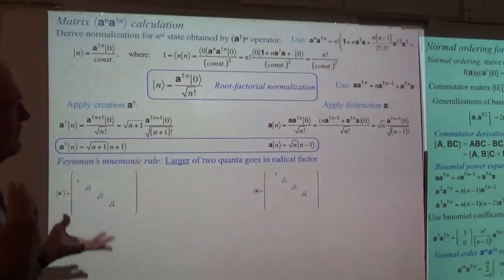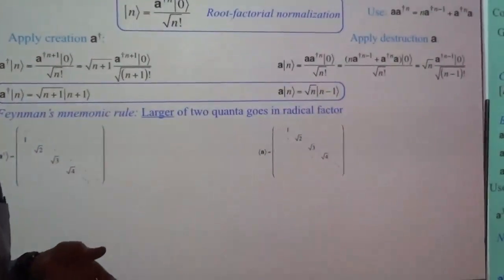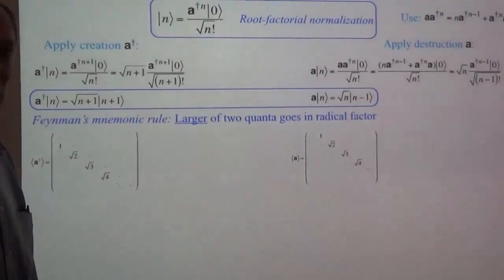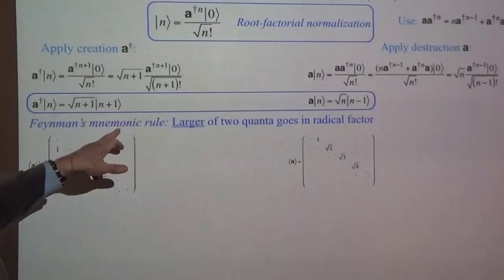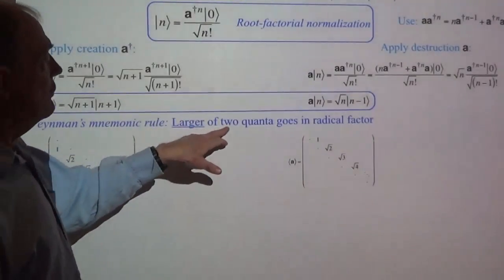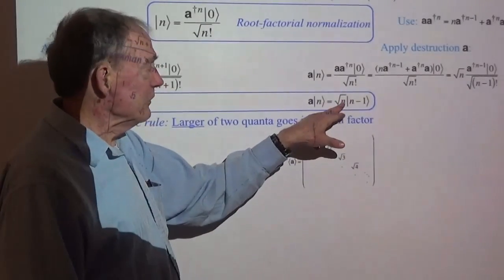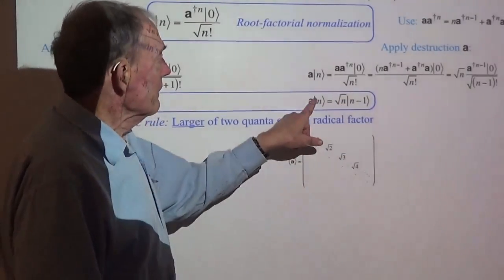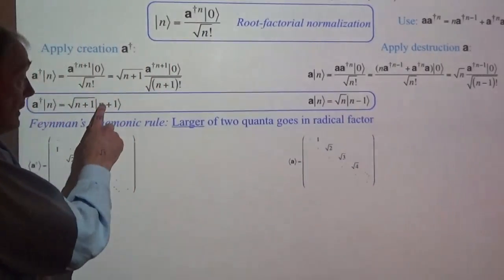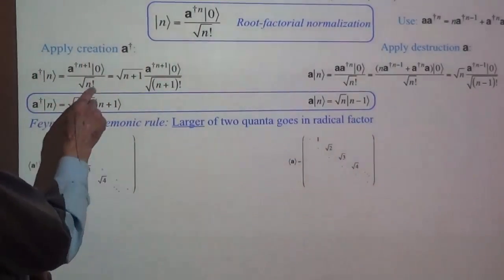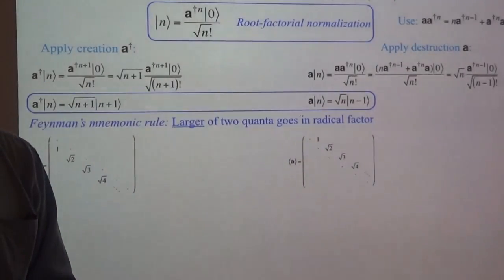You think, oh, I don't care. I'll normalize, schmormalize. I'll just do it every time I make a new state, right? No, you don't want to do that. That would be really troublesome. But this is really cool, okay? Now, Feynman's mnemonic rule: larger of the two commutators goes into the radical factor, okay? N is larger than n minus 1, so in it goes. Here, n plus 1 is larger than n, so that's the one that goes in the radical factor.